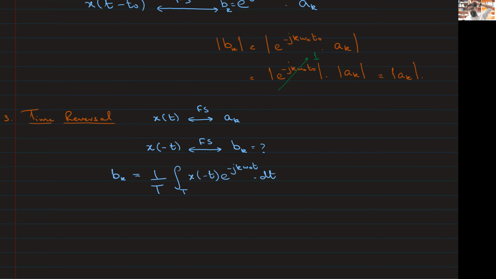Why do I have x of minus t here? Because the signal that I wish to compute the Fourier series coefficients of is actually x of minus t, right? So I just apply the definition, which is the analysis expression, okay? And the integral over T would be this. Now, how do I relate this to the Fourier series coefficients of x of t? क्या ख्याल है? I mean, how do I relate? I need to somehow transform this relationship into something which looks like ak's or is a function of ak's, right? So a change of variables.